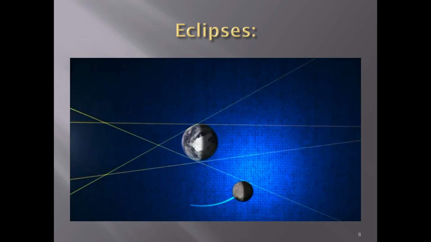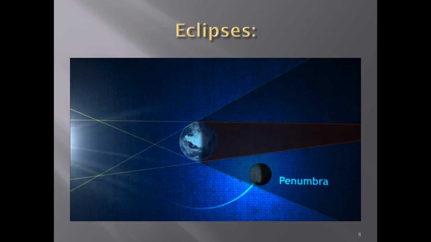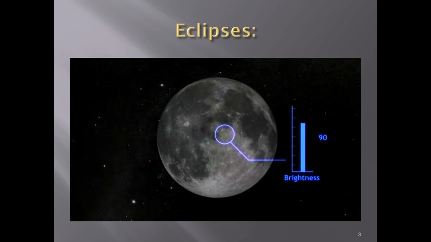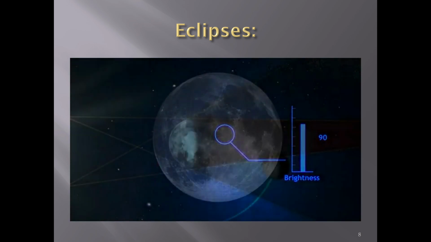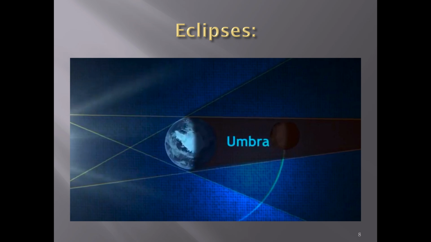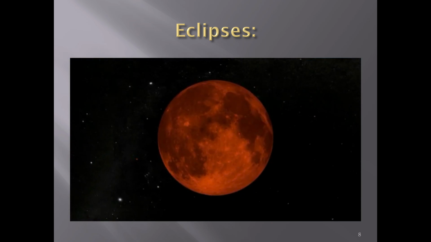First, the moon passes through what's called the penumbra, where the sun's light is only partially obscured. This results in only a slight darkening of the moon. As the moon continues along its path, however, it enters what's called the umbra, where all direct light from the sun is blocked. But if the sun is blocked, why does the moon turn red?